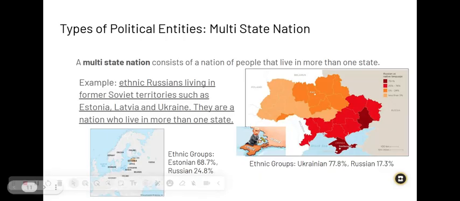Okay, so the multi-state nation. A multi-state nation is when a single ethnic group is separated across multiple states. So Koreans are split between North and South Korea. North and South Korea are very, very different. And then there's also ethnic Russians. So they live in Russia, but they're also in former Soviet territories like Ukraine and Latvia.